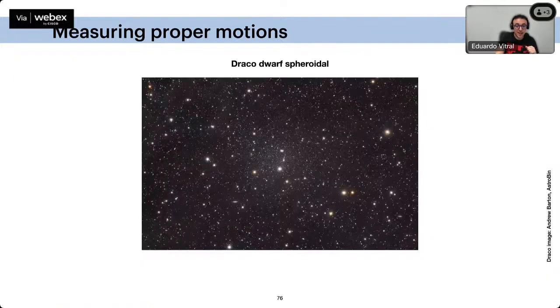Now, today, I'm going to talk about a very particular source, which is the Draco Dwarf spheroidal galaxy, in this beautiful image that I actually found online by Andrew Barton on Astronomy.